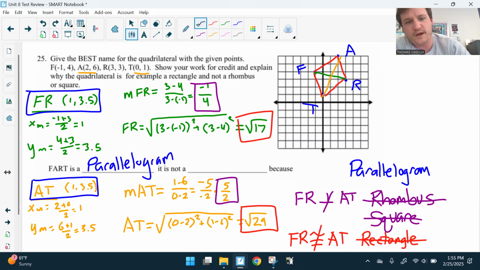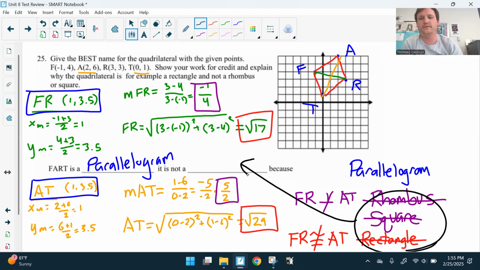It is not any of those three. It's not a rhombus because the diagonals are not perpendicular. It's not a square because the diagonals are not perpendicular. It's not a rectangle because the diagonals are not congruent. So all of this work here is all of your justification.